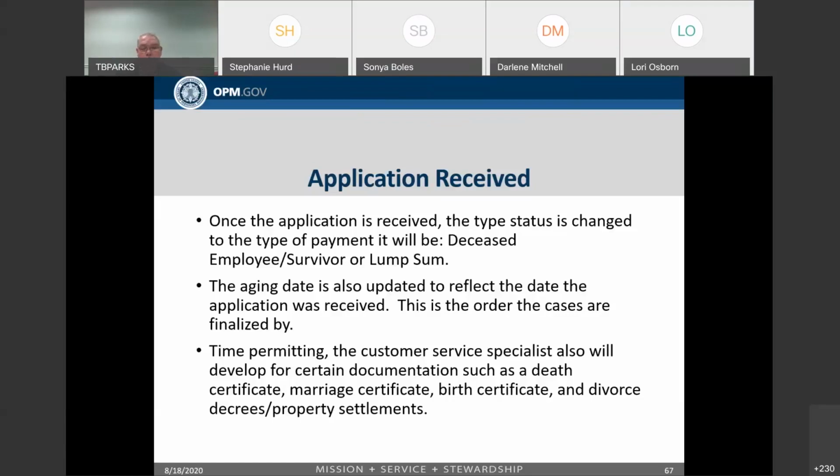Also, time permitting, we have a customer service specialist that would develop for certain documentation, maybe a death certificate, a marriage certificate, birth certificates, divorce decrees, property settlements, things that they would develop to try to get that information while the case has not been assigned to anyone, while they're still working on claims that are older than those ones on the shelf.